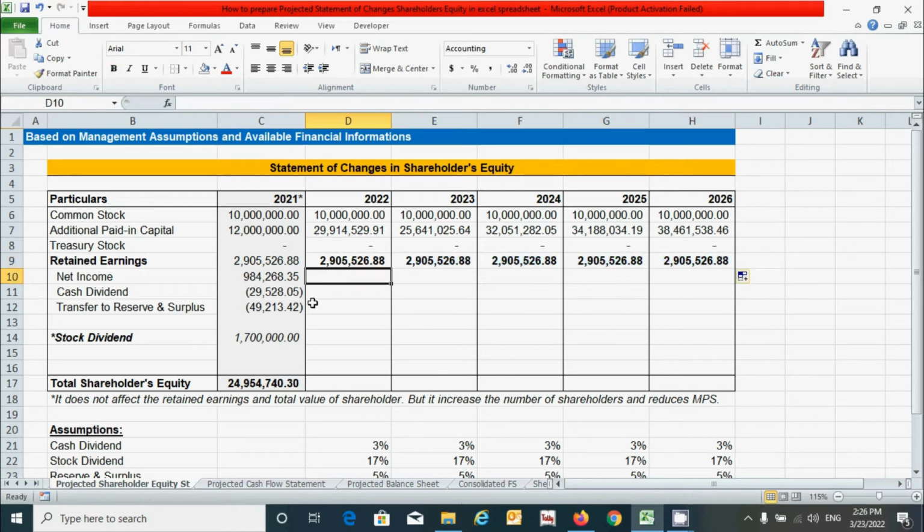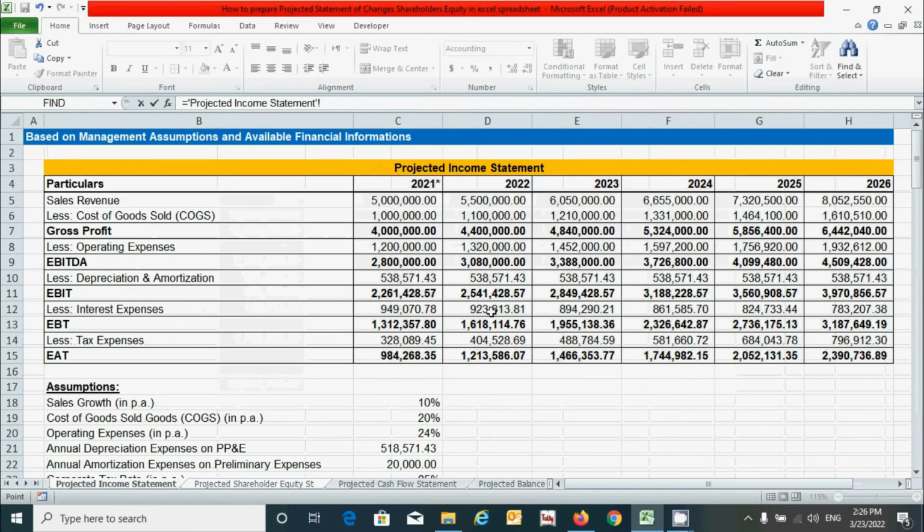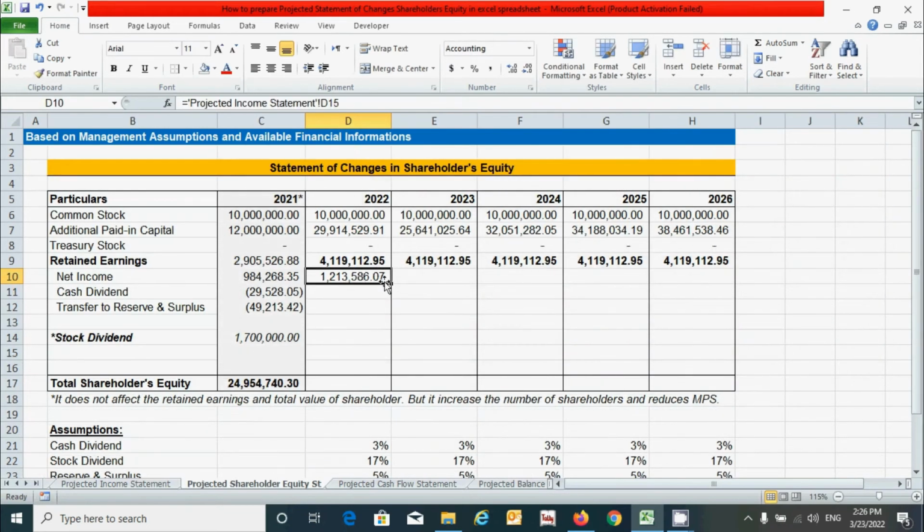Alright, now for net income, the value can be taken simply by linking this statement to the projected income statement. Okay, so let's start to link it. So press the equal to sign and let's come here. Okay, that is it in the income statement, and select this one. Okay, and now press the enter key. Now click here and drag from here to here.